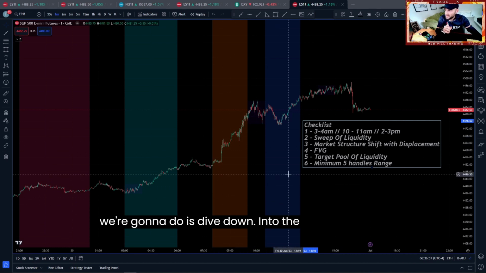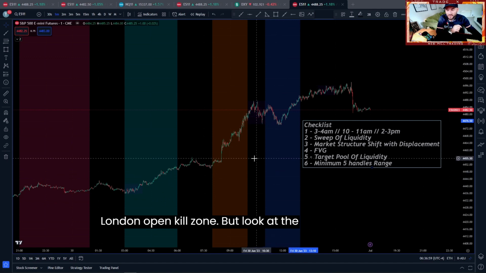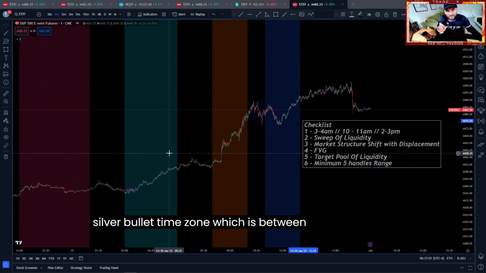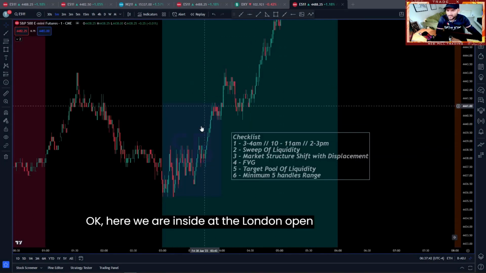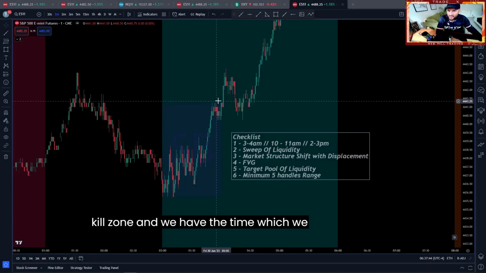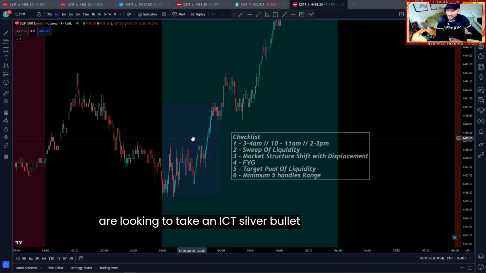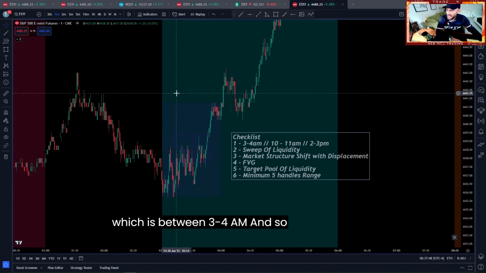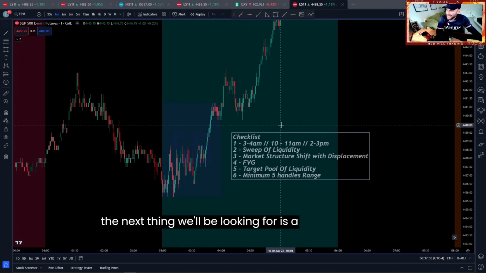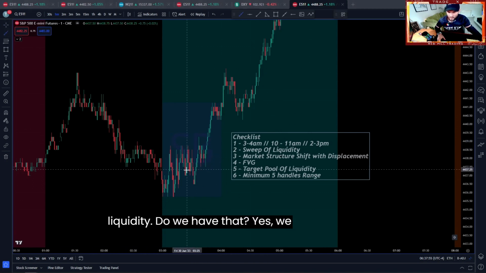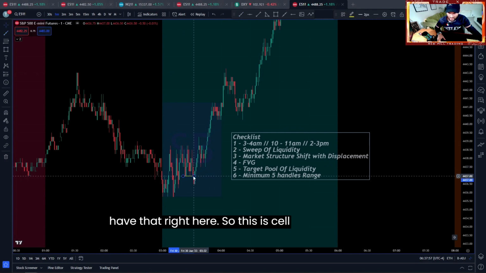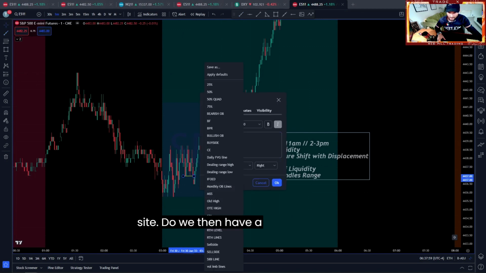Okay, so what we're going to do is dive down into the London Open kill zone, but look at the Silver Bullet time zone, which is between 3 and 4 AM. Okay, here we are inside of the London Open kill zone, and we have the time in which we're looking to take an ICT Silver Bullet, which is between 3 and 4 AM. And so the next thing we'll be looking for is a short-term sweep of liquidity. Do we have that? Yes, we have that right here. So this is sell side.